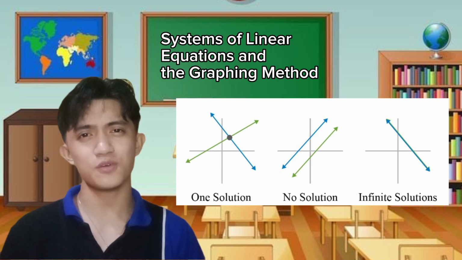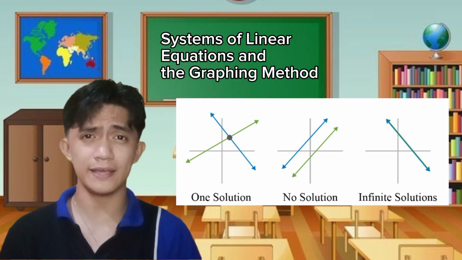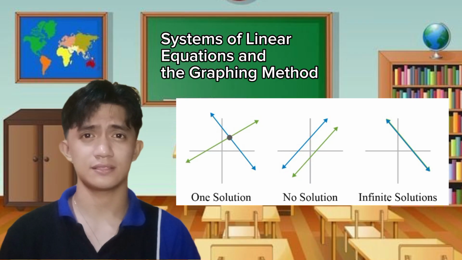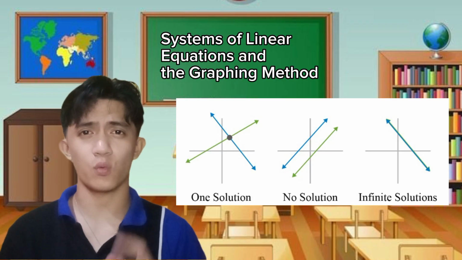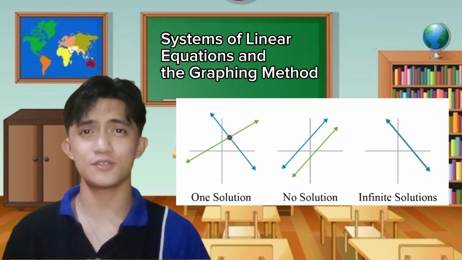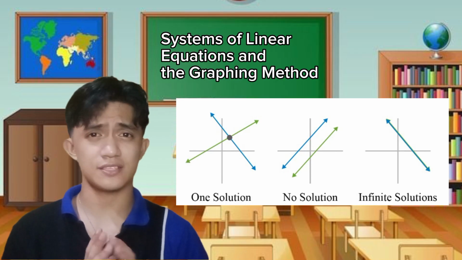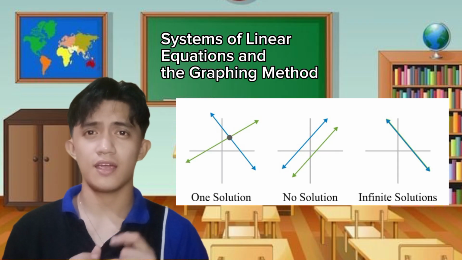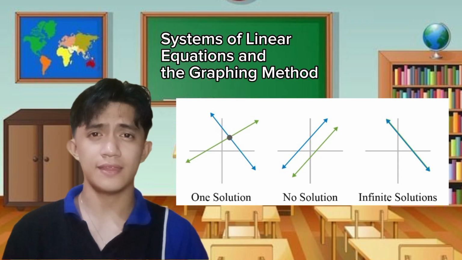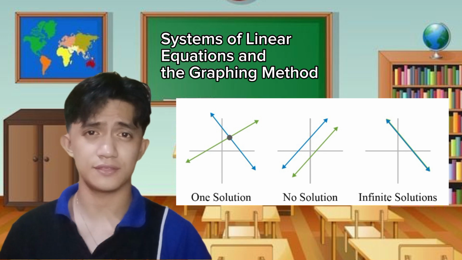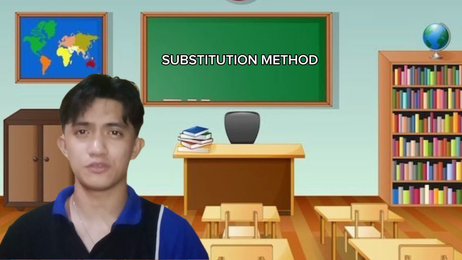When two linear equations are graphed on the same coordinate plane, the solutions is the point where the lines intersect. If the lines intersect once, there is one solution. If they are parallel, there is no solutions. If they overlap, then there are infinitely many solutions. And today, we will learn finding a solution using another method, which is substitution method.